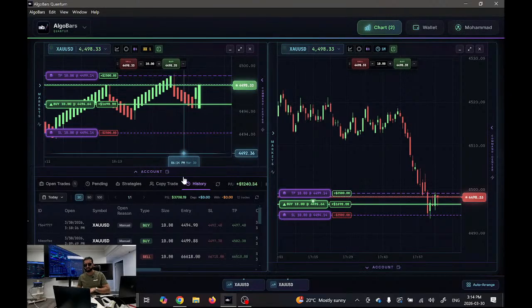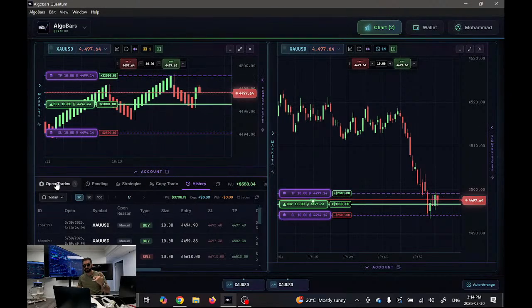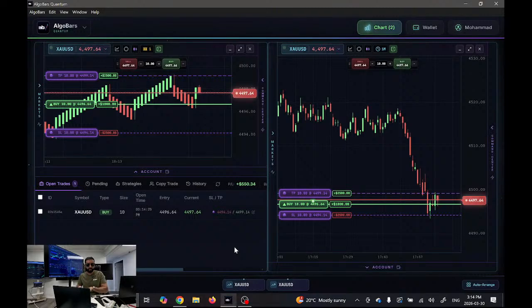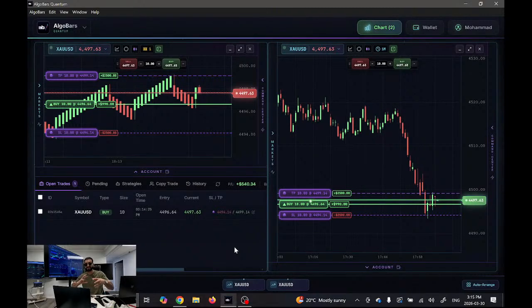All right, so now I entered my trade. We set our stop loss and take profit at 250 points. Remember, for gold, we like to give a little more room. 100 is way too tight nowadays for gold. It's just way too tight because gold will move hundreds of points very, very fast.